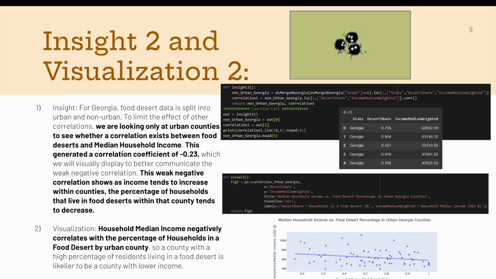And for Insight 2 and Visualization 2, for our insight, we wanted to look only at urban counties to see whether a correlation exists between food deserts and median household income. This generated a correlation coefficient of negative 0.23, which was a weak negative correlation that shows as income tends to increase within counties, the percentage of households that live in food deserts within that county tends to decrease. And again, the code and table is shown to the right. For our visualization, household median income negatively correlates with the percentage of households in a food desert by urban county, which is also shown right here with a scatter plot.